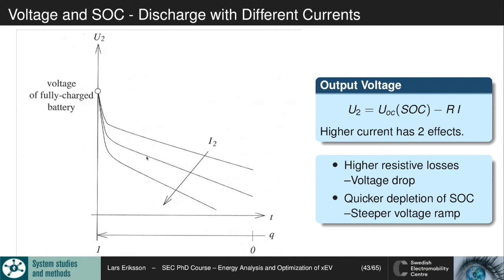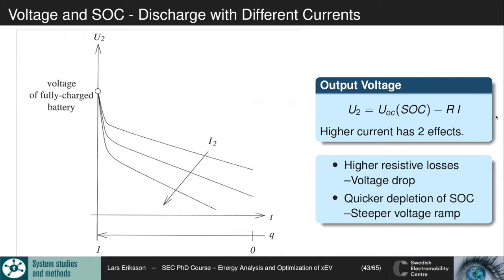So higher resistive losses are expressed by the differences between these lines here. So it's this part here. And when we are using a low current and a high current, the high current drains the battery quicker. So we see that this change here gives a steeper voltage ramp. So this is the starting point for modeling batteries when we would like to just keep track of it.